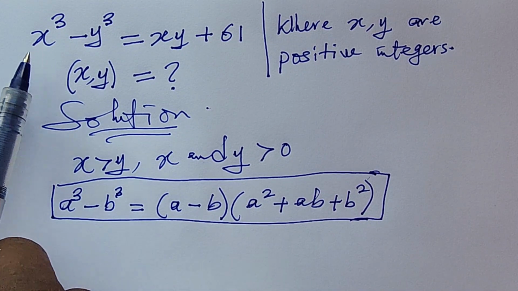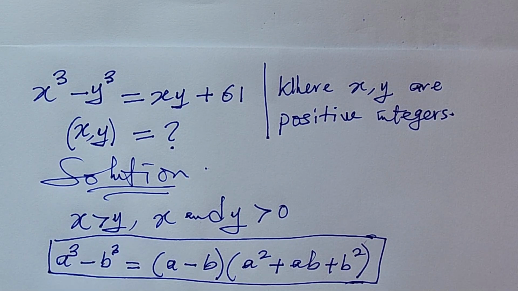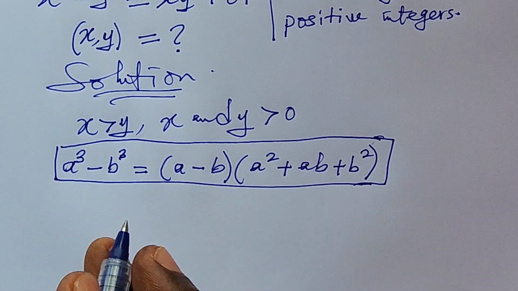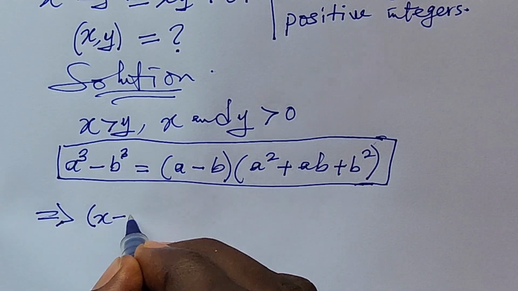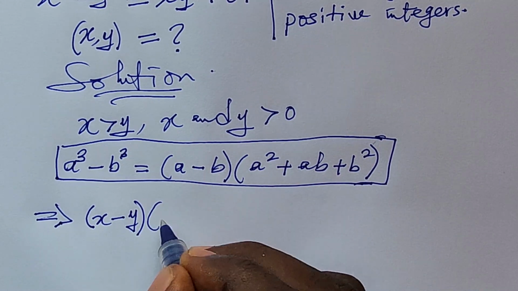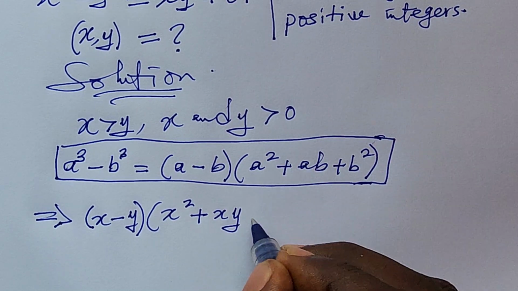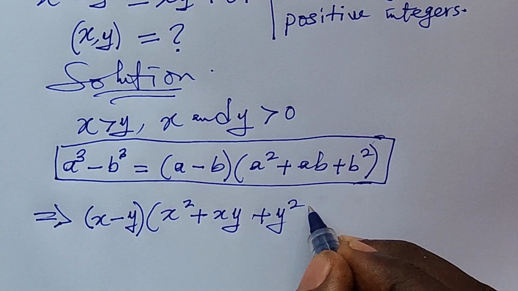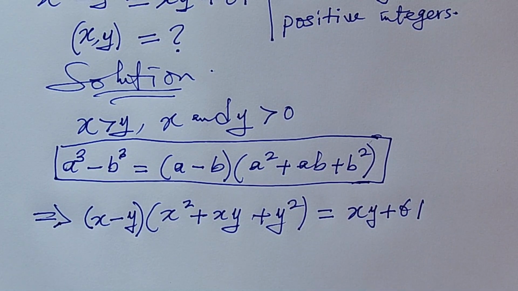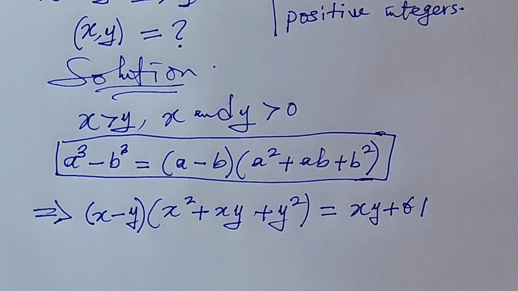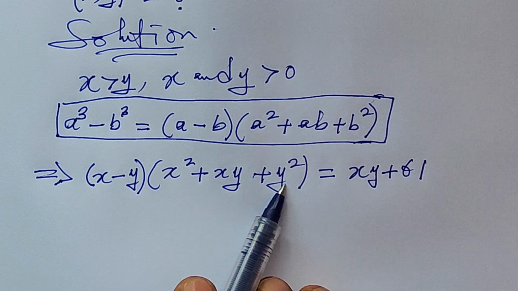In other words, we can rewrite the left-hand side in this format because it's of this kind. So rewriting the left-hand side, we come up with this. This now implies that (x minus y)(x squared plus xy plus y squared) equals xy plus 61. This has not really changed anything. Now look at this again.